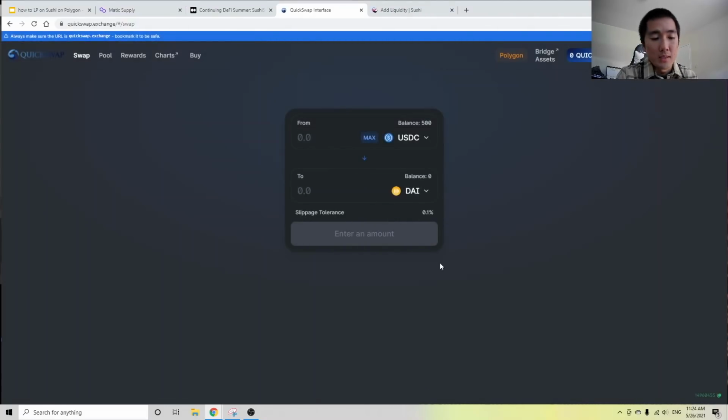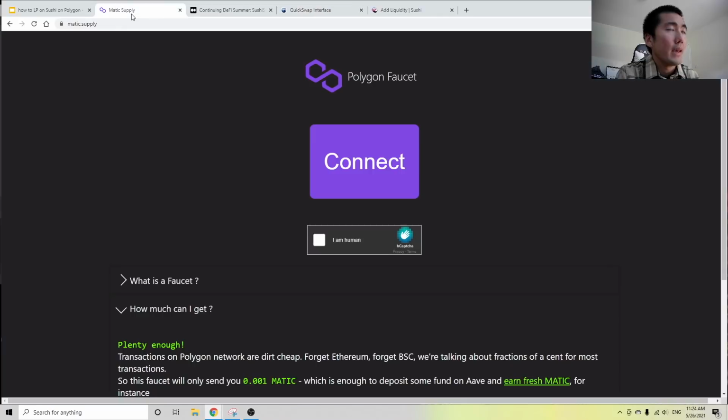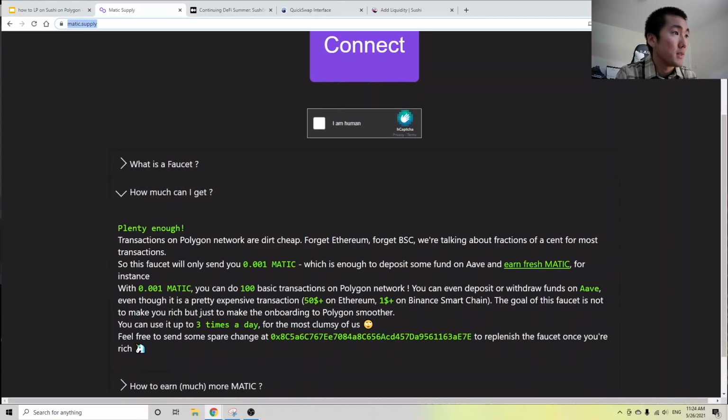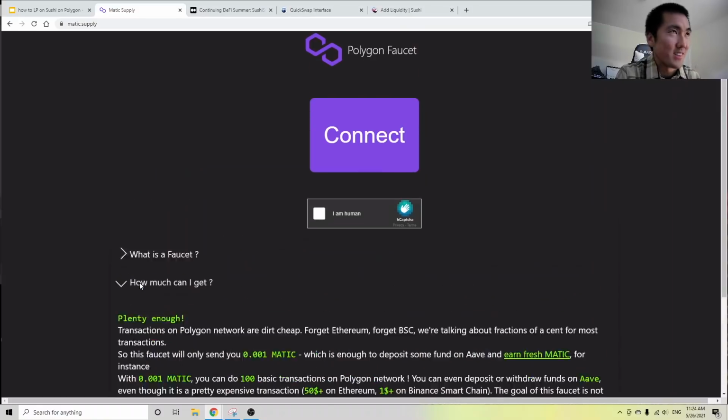And Matic is great because these transactions are essentially free. I don't know if you see my Matic balance, but it's 0.001, and I think I can do up to 1,000 transactions with it. And if you don't have any Matic in your wallet, you can go to this website called matic.supply, which is like a faucet, right? Up to 3 times a day, you can earn 0.001 Matic, which can let you do roughly 100 basic transactions. So it's really appealing for retail folks like me that can't afford $50 transaction fees on Ethereum.